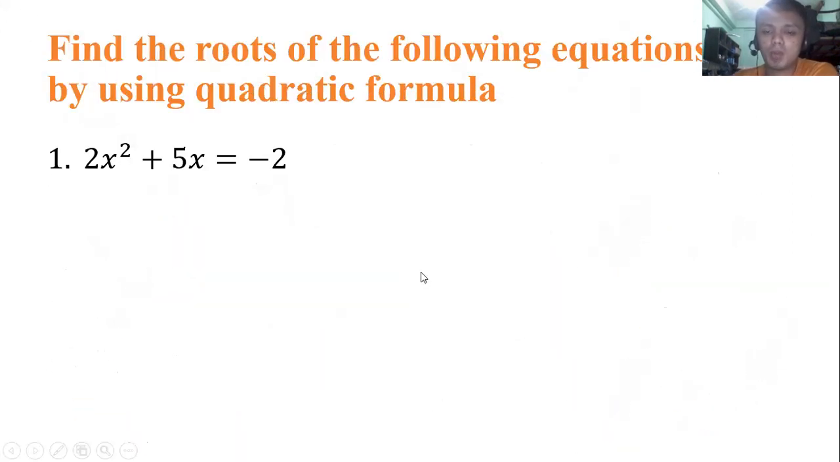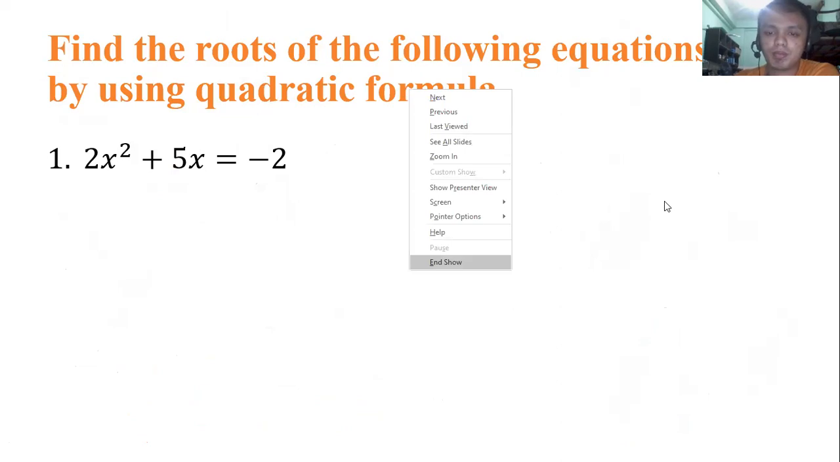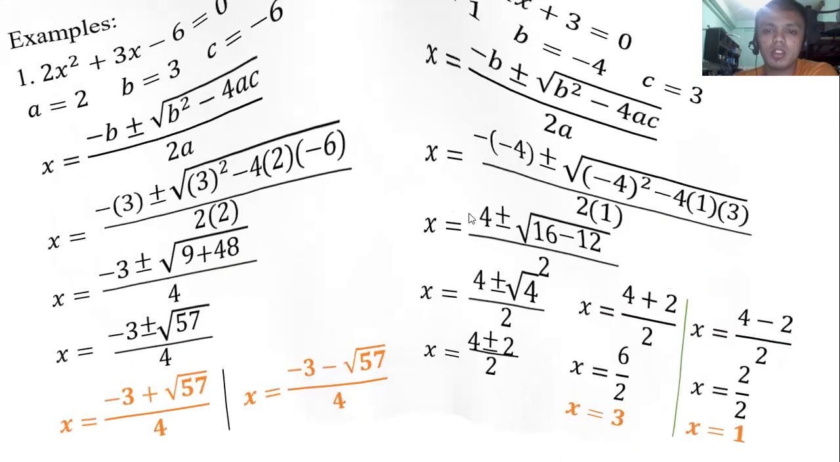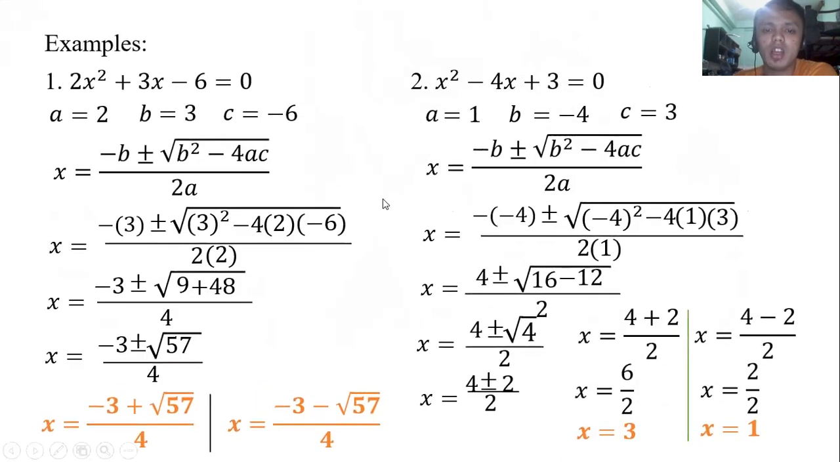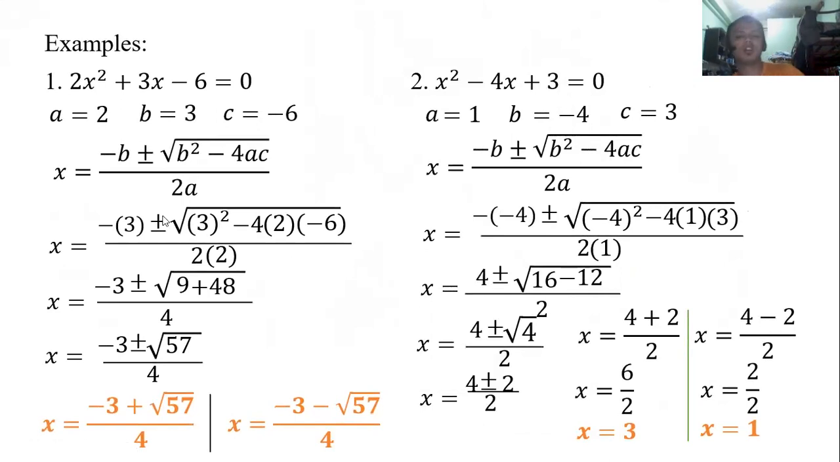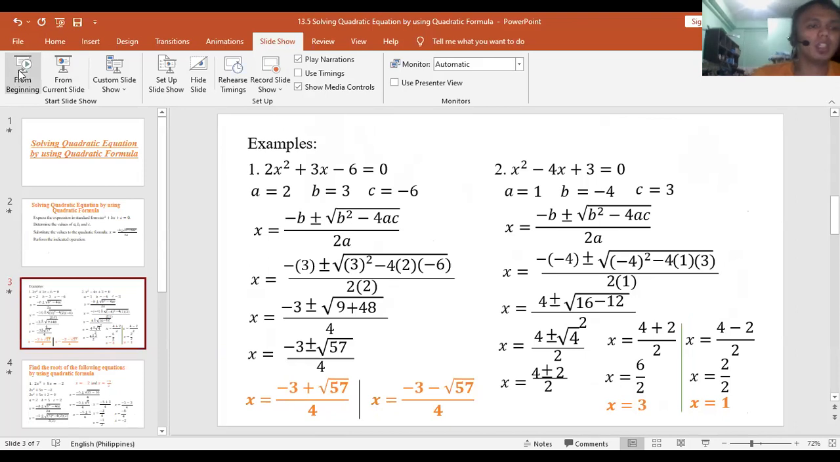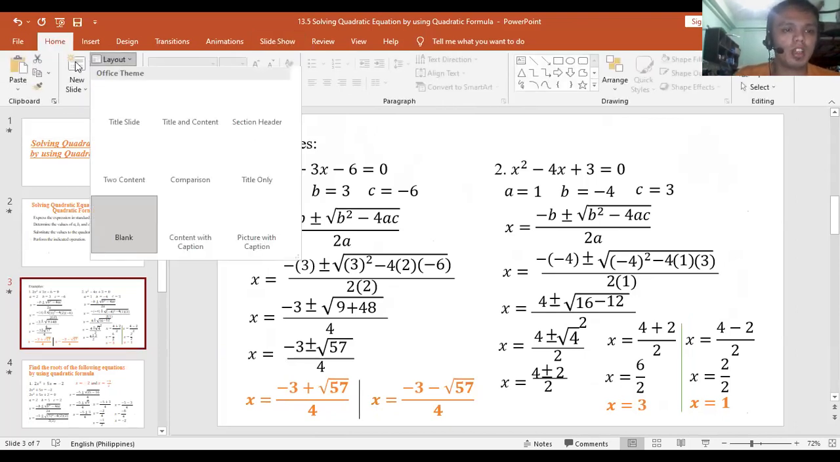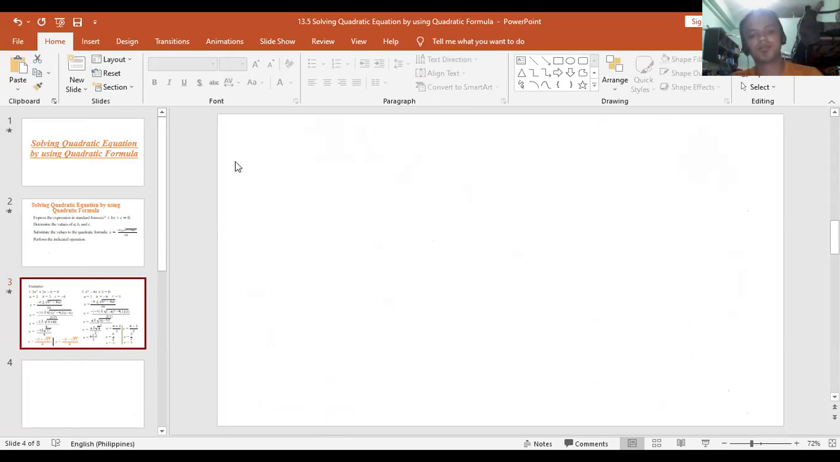By the way, before tayo mag-proceed sa exercise, I will add something to this topic para naman hindi kayo mahirapan. Okay, example number 3.